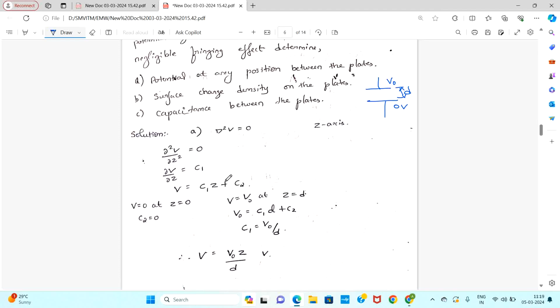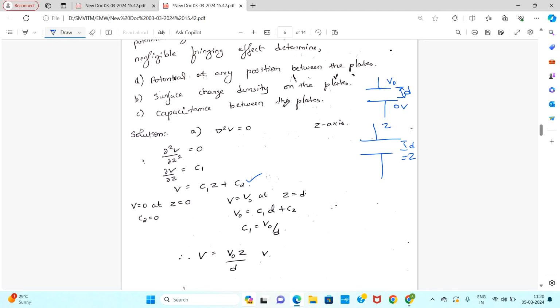The initial part is the same as finding the potential value. Whichever coordinate system is mentioned, in that coordinate system you have to write the Laplace equation with respect to only the given axis. Here they've given the distance between the two plates, so I can assume that the capacitor is placed in the Z direction. I will take only the Z component, Cartesian system: dou square V by dou Z square equal to 0. By simplifying this, I got this equation.